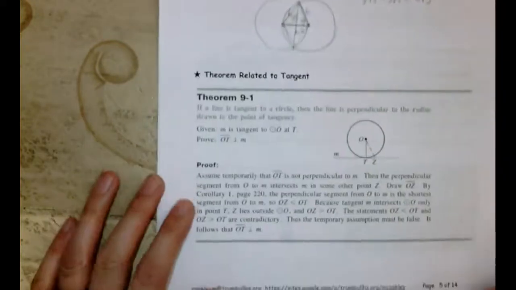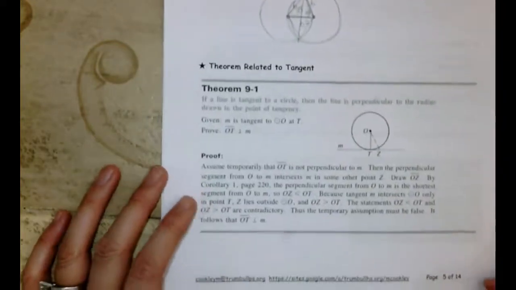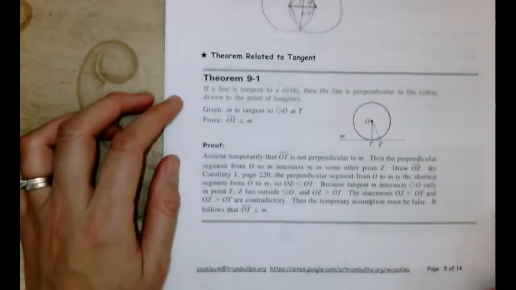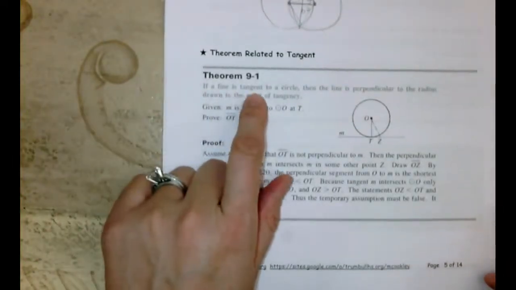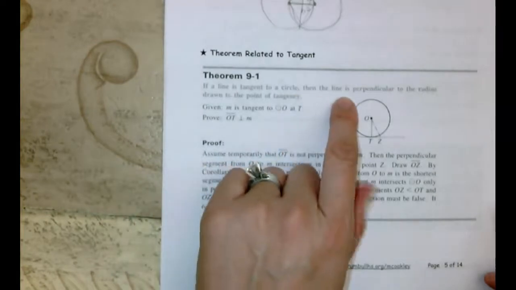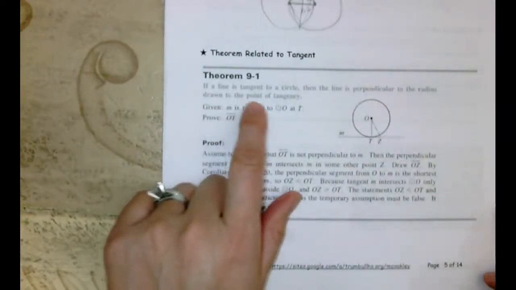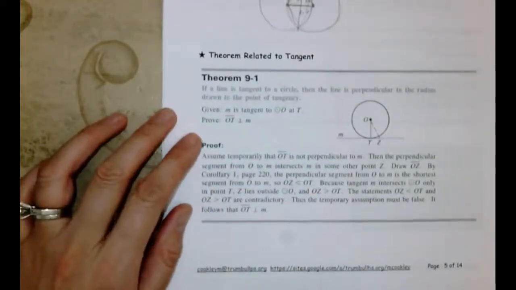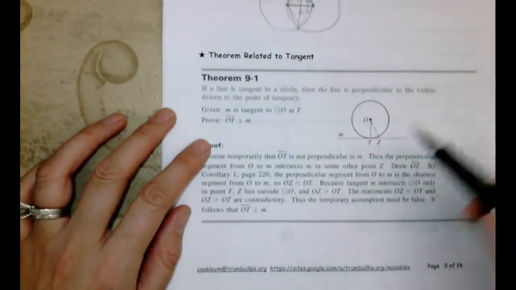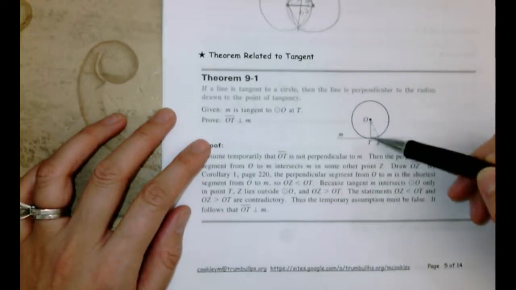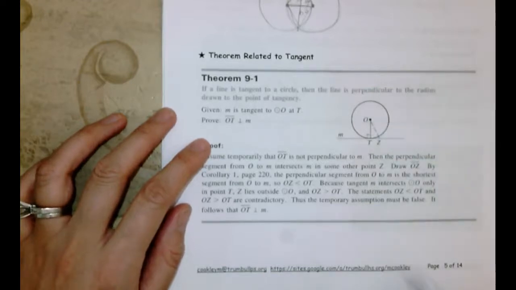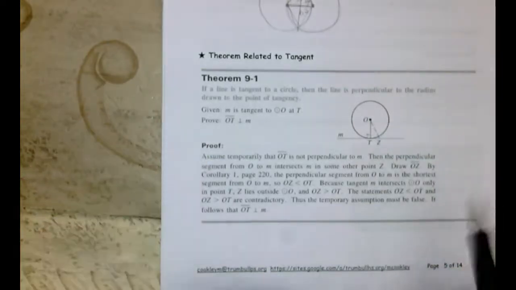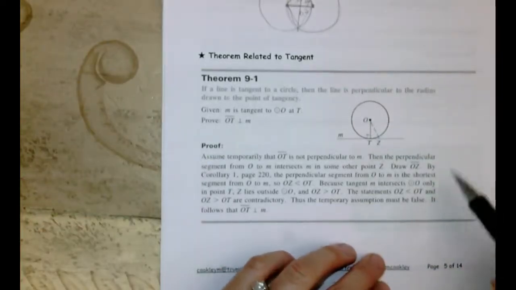Okay. Theorems related to tangent. If a line is tangent to a circle, then the line is perpendicular to the radius drawn to the point of tangency. I feel like you learned this, but if it's a tangent, the radius is always 90 degrees to it, because that's the shortest distance. Okay, and there's a proof, but we don't have to make a proof.